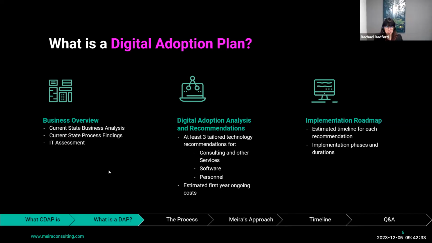So what is a digital adoption plan? The CDAP grant is really all about this one deliverable, and it's about getting this deliverable for your organization, and it needs to be very specific to you. So the first part of a digital adoption plan is about a business overview. It's really an assessment, a highlight of what is happening within your organization. And it's mandated that this has to be in the digital adoption plan.